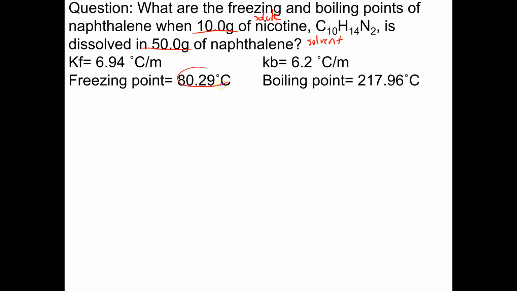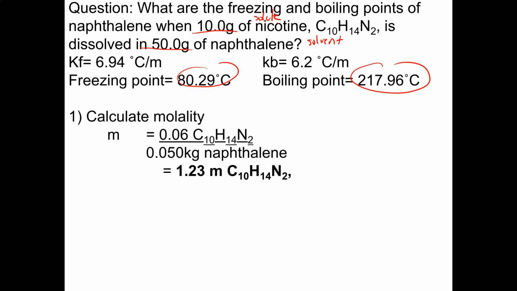Here's our original freezing point. Here's our original boiling point. So I'm going to add and subtract to those numbers. So let's get started. First, molality: all I did was go from grams of nicotine to moles by dividing by the molar mass of nicotine. So just add up all the masses together, and that gives you the molar mass, and that's what you use as your mole. Divided by your kilograms of solvent.